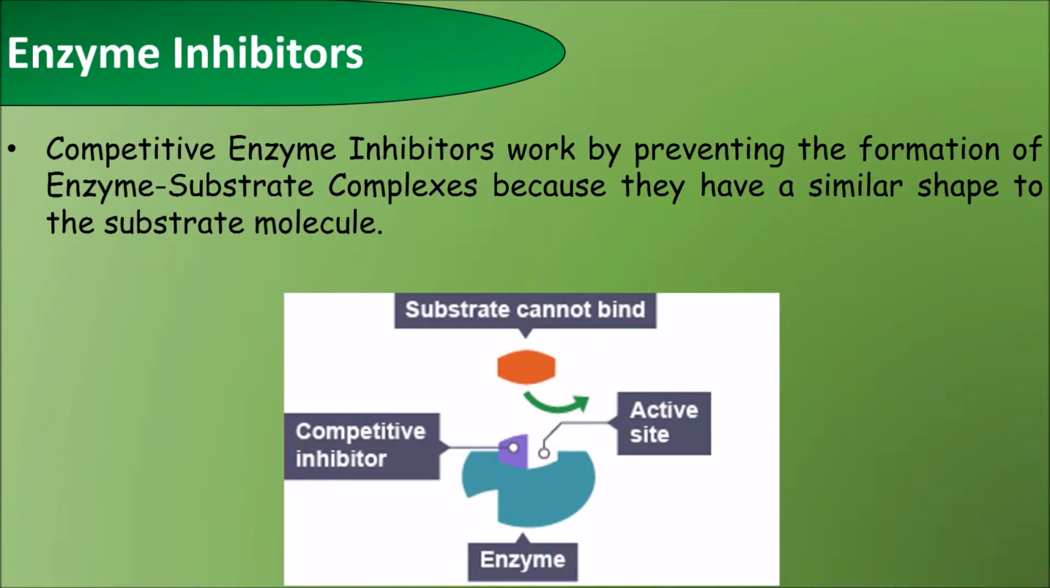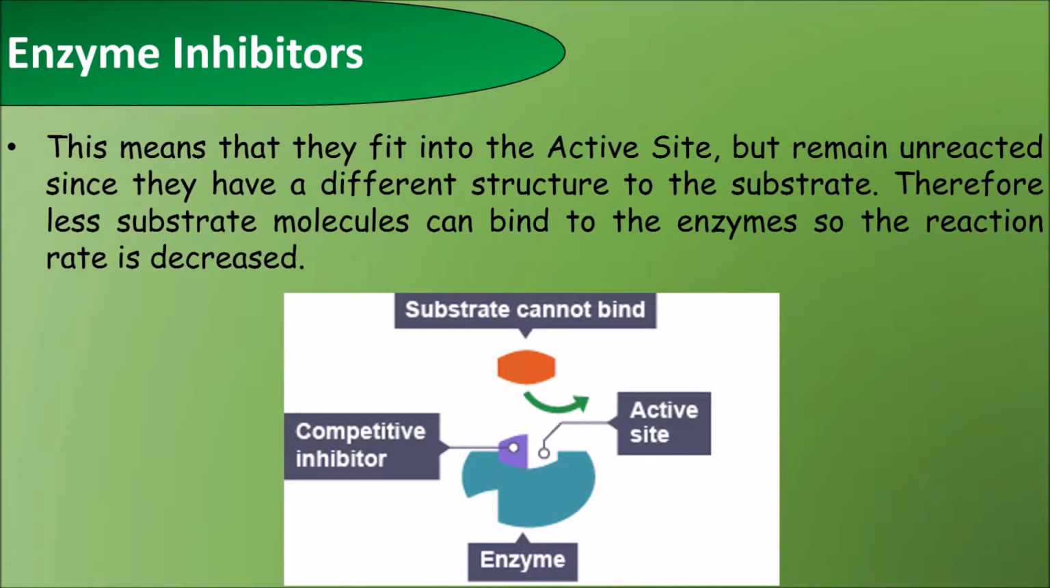Competitive enzyme inhibitors work by preventing the formation of an enzyme substrate complex because they have a similar shape to the substrate molecule. So they block the active site. This means that they fit into the active site but remain unreacted since they have a different structure to the substrate. Therefore, fewer substrate molecules can bind to the enzymes, so the reaction rate decreases.